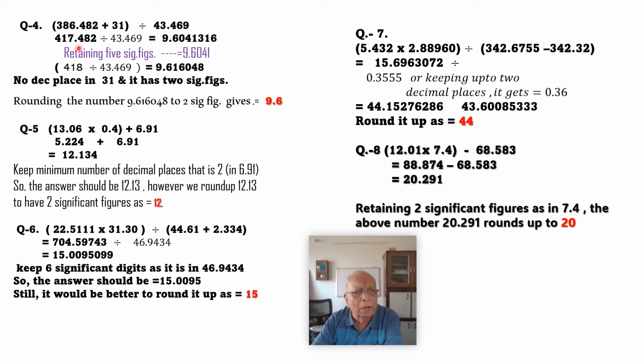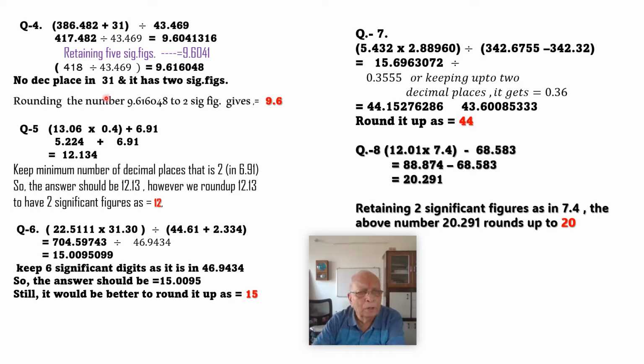So here, 6 significant figures, here 5 significant, and you have retained 5 significant figures, and the answer is 9.61 something. So look at the decimal places in 31. Look here, that's important. 31 without decimal place, no decimal place.